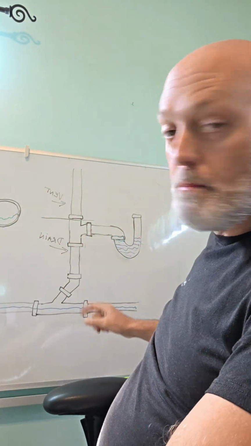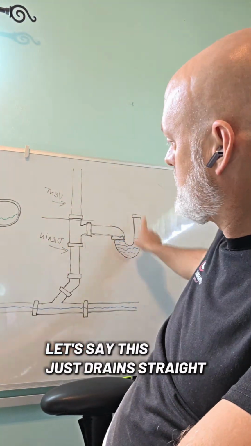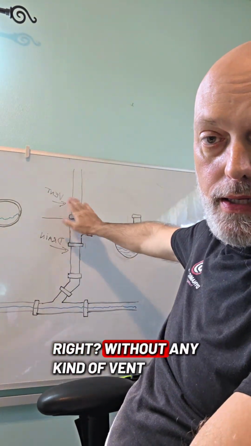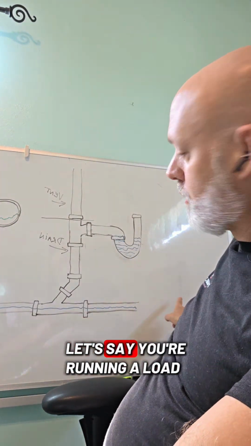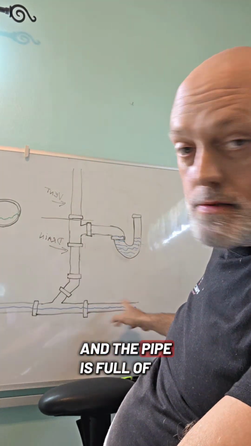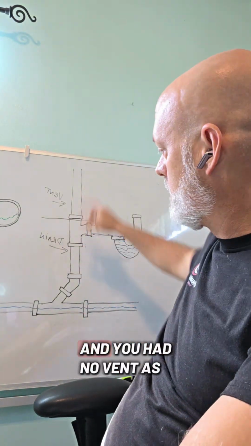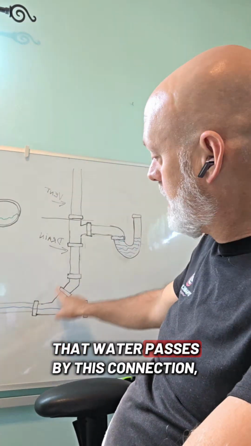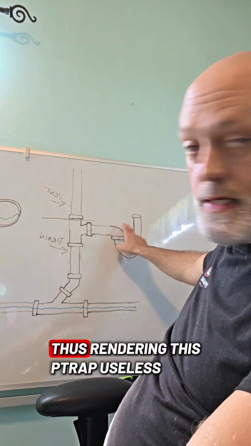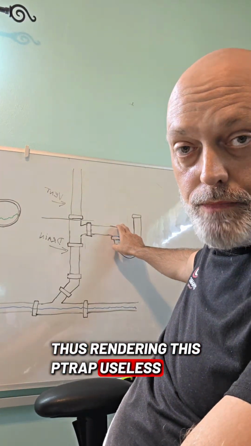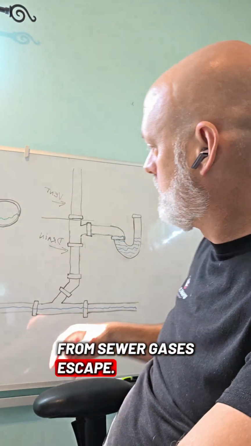That's it. But what can happen is, if you did not have a vent here, let's say this just drains straight into here without any kind of vent up here, and you had water flowing down here. Let's say you're running a load of laundry and the pipe is full of water, in the drain cycle, and you had no vent. As that water passes by this connection, it can siphon this water out, rendering this P-trap useless and leaving it without enough water to prevent sewer gases from escaping.